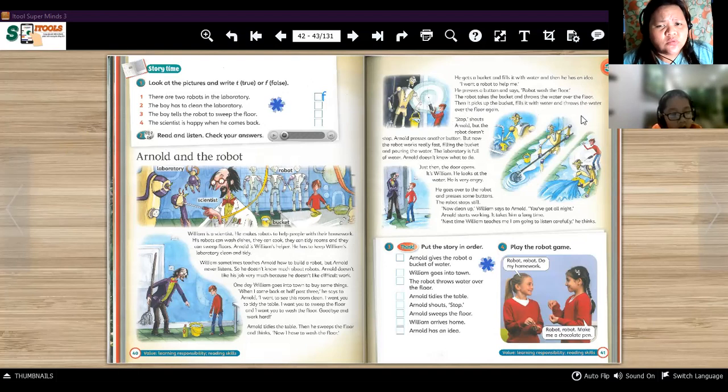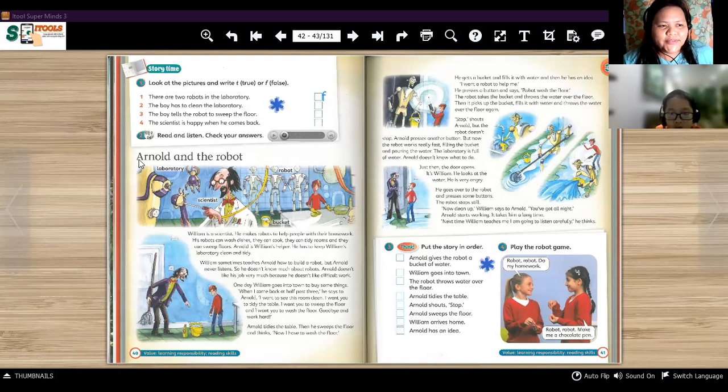He tells the robot to clean the floor. To clean the floor, or maybe the word being used here is sweep. So it means the boy is telling the robot to clean the floor. And the last one, can you read it, please? The scientist is happy when he comes back. Is the scientist happy now? No, he's angry. Yes, he is angry at the boy because the boy told the robot to do that task. All right? Okay. So let's proceed to the story.